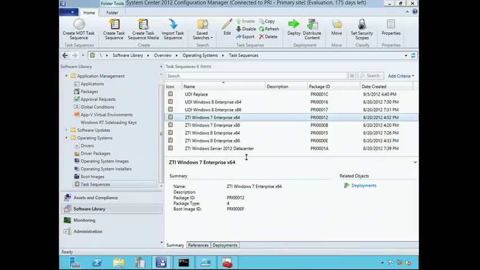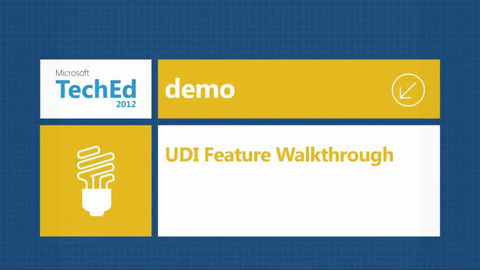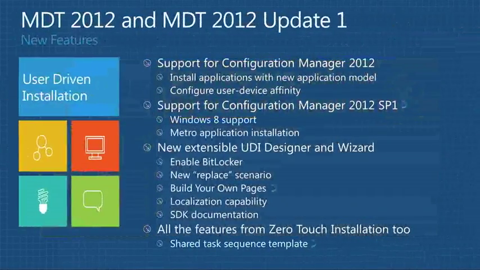Okay, so that's pretty much it for UDI. So we do support Config Manager 2012 using the new application model. We can configure user device affinity. We saw that in the wizard. We added support for SP1 so that we can deploy with Windows 8. We can do the Word application installation as part of this process, although it actually installs those as the user, not per machine. So that one gets a little tricky, and if we had another hour, we could talk more about that.